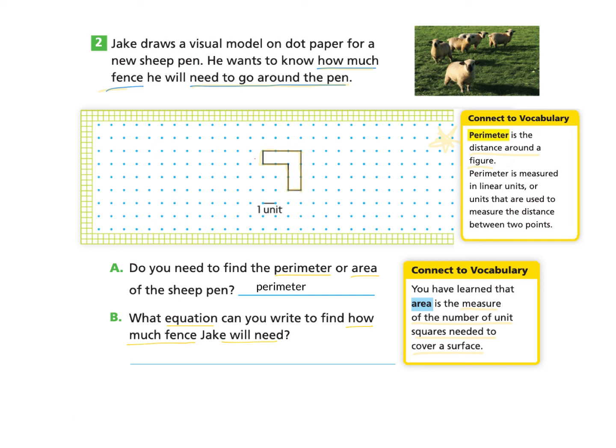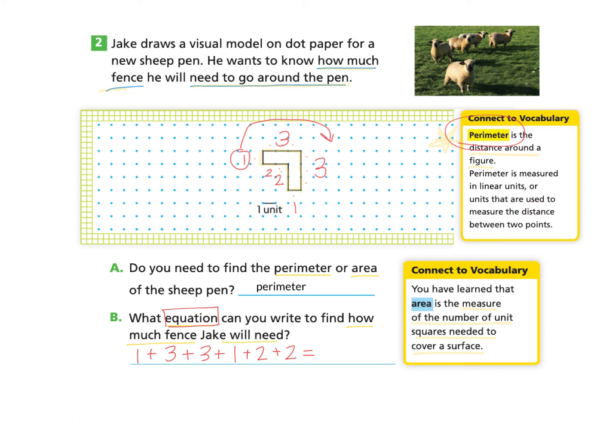We'll start here. There's only one unit for this side. Then we have 1, 2, 3, 3 for this side, 1, 2, 3, 3 for this side, 1 for this side, 1, 2 for this side, and 1, 2 for this side. We have several sides here, so we're going to just add them all together. We'll start here and go clockwise, which is like this: 1 plus 3 plus 3 plus 1 plus 2 plus 2. That is going to be our equation to find perimeter.